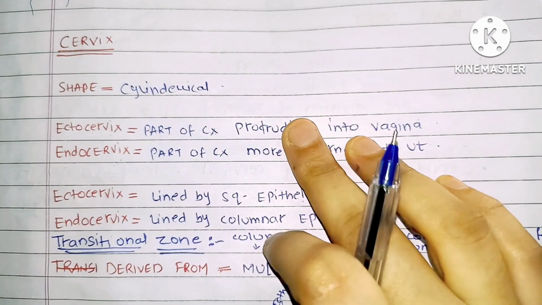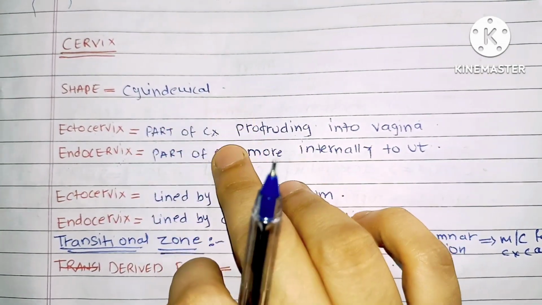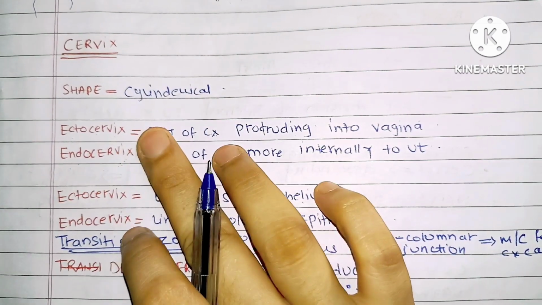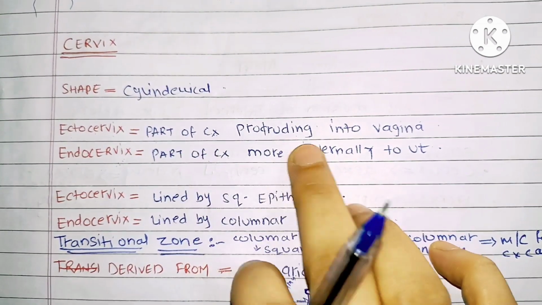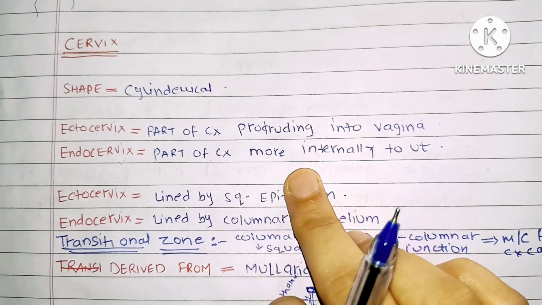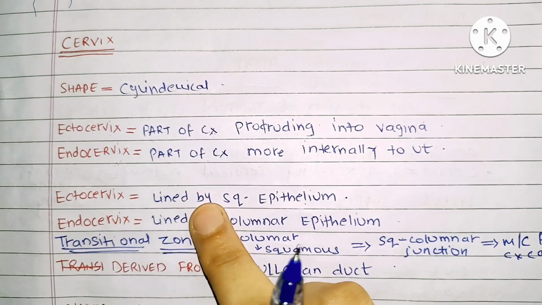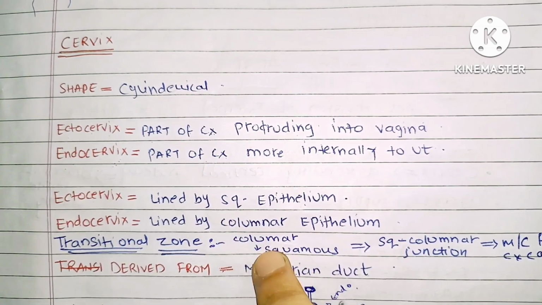Now we will begin with cervix. The shape of the cervix is cylindrical. It has two parts, ectocervix and endocervix. What are ectocervix and endocervix? Ectocervix is the part of the cervix which is protruding into the vagina, and endocervix is the part of the cervix which is more internal to the uterus. Ectocervix is lined by squamous epithelium, and endocervix is lined by columnar epithelium.